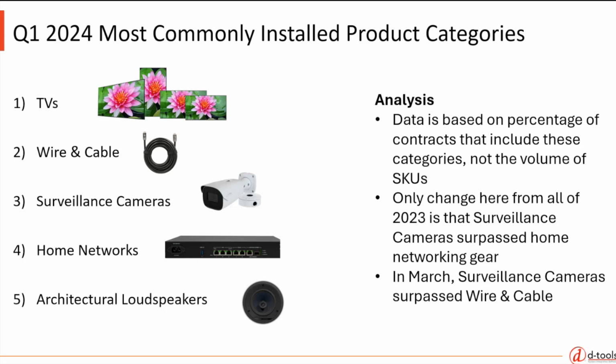Again, this is commonly installed. In other words, what percentage of the proposals or what percentage of the contracts had these products in them. This is not a reflection of SKU numbers or volume. So think about a lighting control mechanism or something like that. That might have tons of faceplates and switch boxes and all those sorts of things. So that is not volume of product. This is, again, commonality. So, all right.